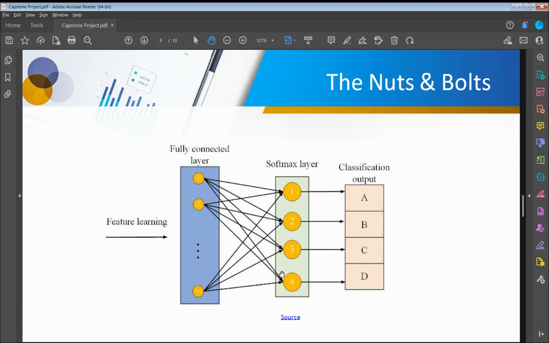Now, this is a simpler sample example of how the softmax classification is going to look. All the different features that will be passed from the left are going to pass through the different hidden layers. Then it will go to a fully connected layer, and from the fully connected layer, it is going to go to the softmax layer to provide the different classification outputs.